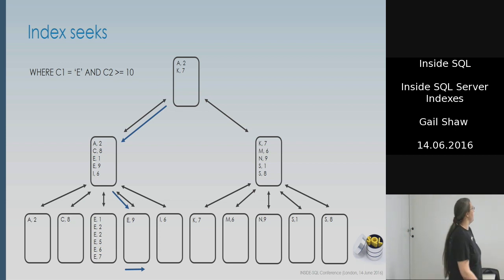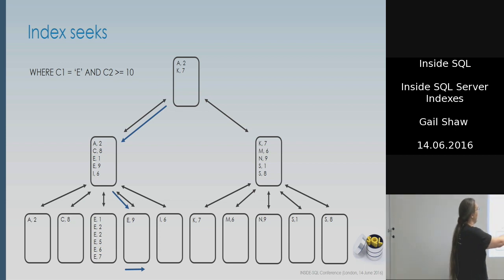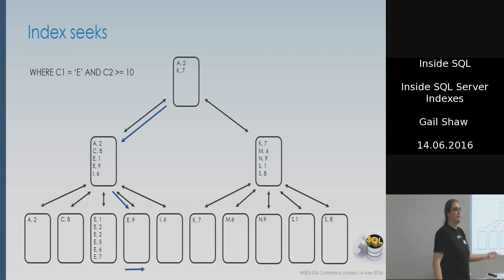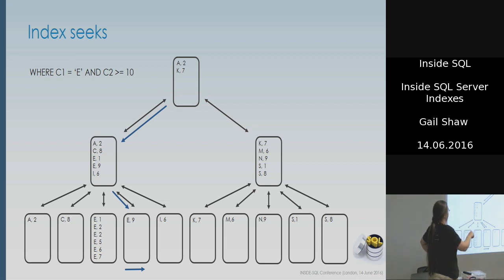So yes, we've got to find the beginning of that range, so we need to find the last row that isn't it, and then carry on going. That's why I said if I was seeking here for E and C2 greater than or equal to 9, I would have to read this page. The fact that I start with 9 doesn't mean I haven't ended with 9.